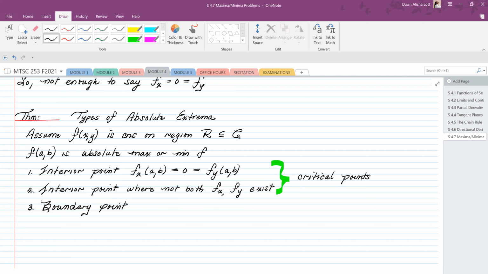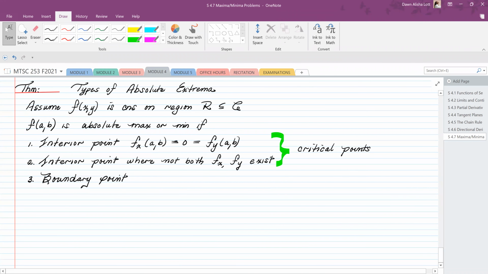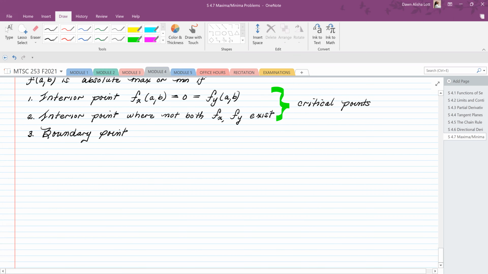Okay. All right. So first thing we're going to do is we want to classify the critical points, then look to see if there's an extrema on the boundary, and then find out what's the biggest. Okay, so here's an example.